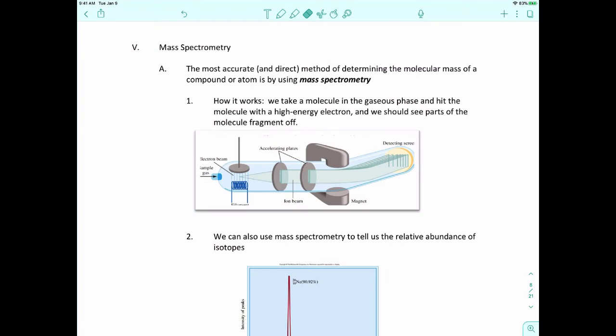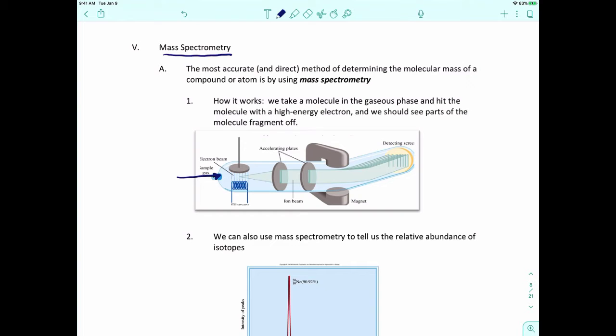Before we jump into the rest of stoichiometry, let's take an aside and talk about an analytical technique that's used to help determine the molecular weights of compounds, and that's called mass spectrometry. The way this works is that we take a sample, which is usually in the gas phase, or it could potentially be in the liquid phase, and what we do is boil it so that it becomes a gas, and we push this gas into a tube.